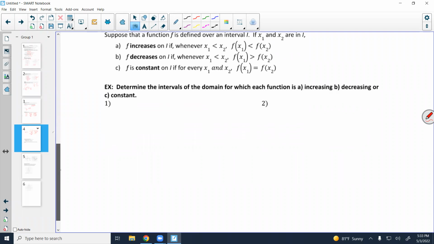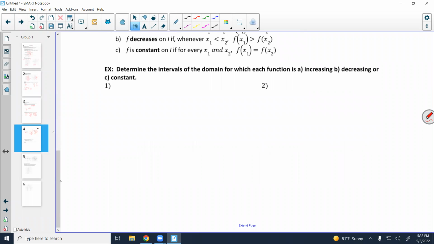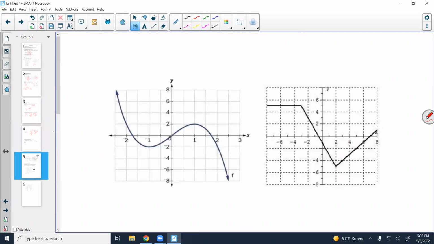So we lost our functions here. Or did we? There they are. So let's look at when these things change direction. There's this point here, and there's this point here. Now, how does this work? There's an easier way to remember this. Essentially, we're always going from left to right.